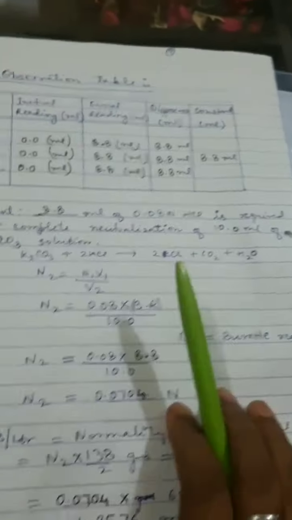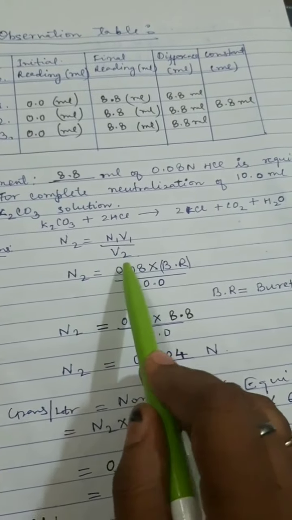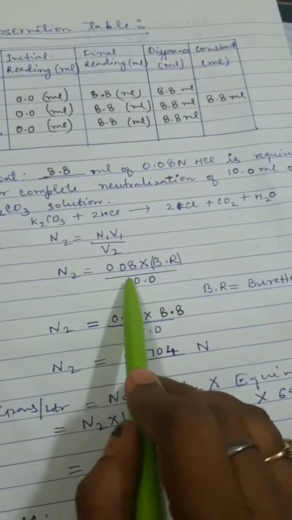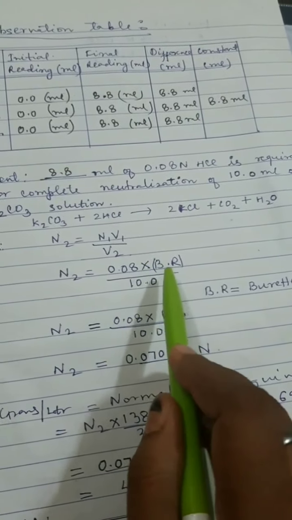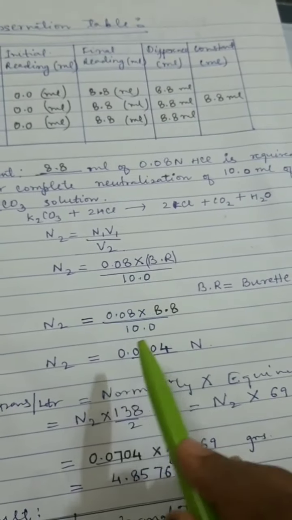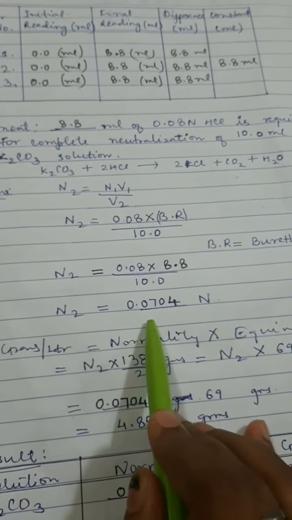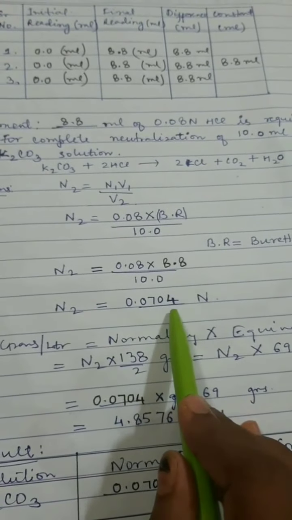In this way you will write: N2 equals N1V1 divided by V2. So N1 is 0.08 normal, which is already given. Then BR is 8.8, divided by 10. So we will get the normality of K2CO3 as 0.0704 normal.